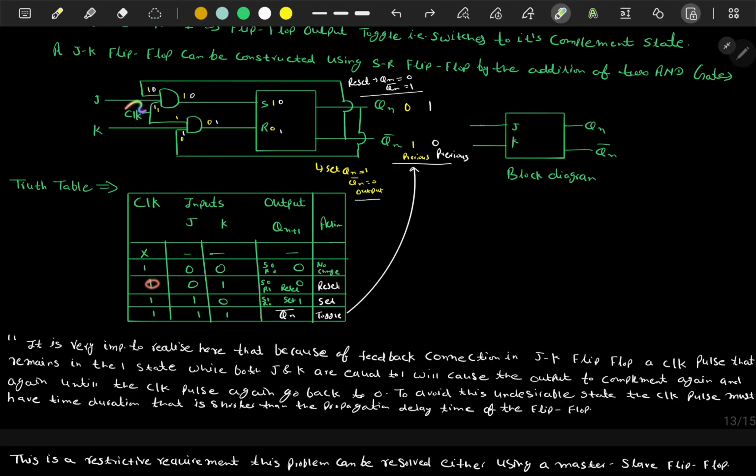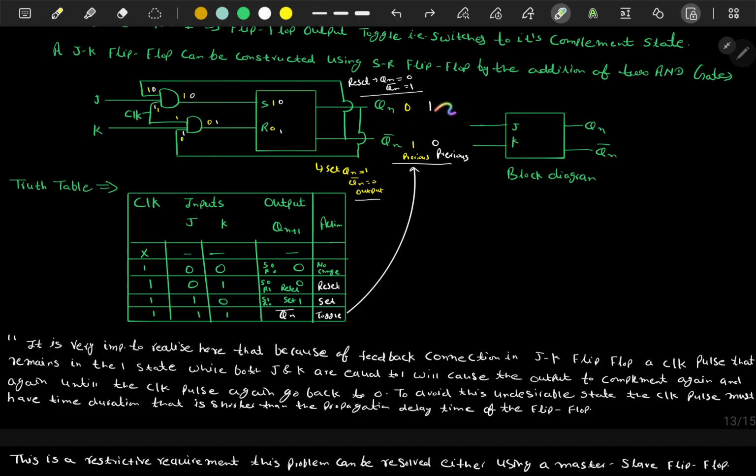When the clock is on, clock is 1, and J is 0 and K is 1. So J is 0 and K is 1. Suppose we have previous state 1 and 0. First check this. Clock is 1 and this is 0, so 1 and 0 will be 0. Clock is 1 and this is 1, that will give you 1. So here is 0 and here is 1.